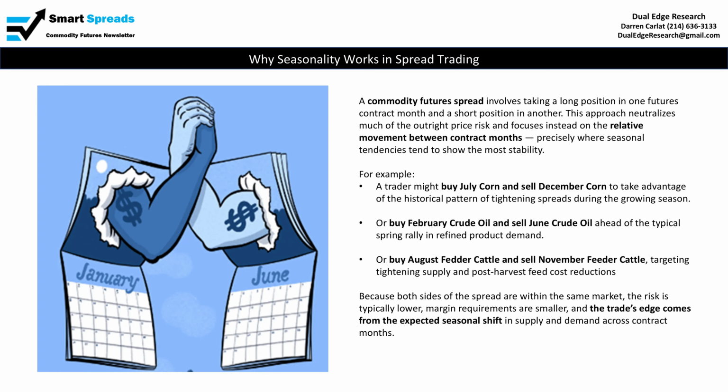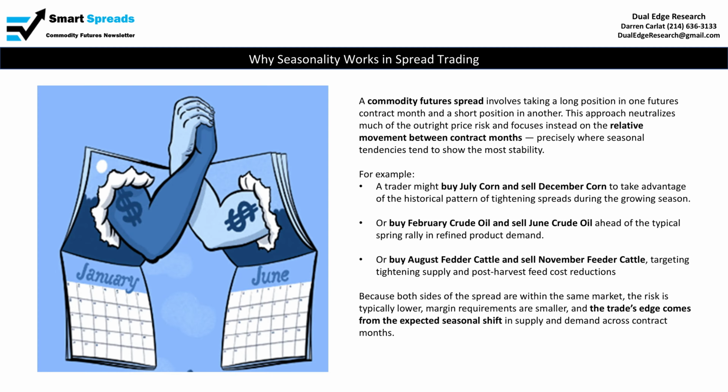For instance, a trader might buy July corn and sell December corn to capture the historical pattern of tightening spreads during the summer growing season. Because both sides of the spread are within the same market, margin requirements are smaller and volatility is reduced.